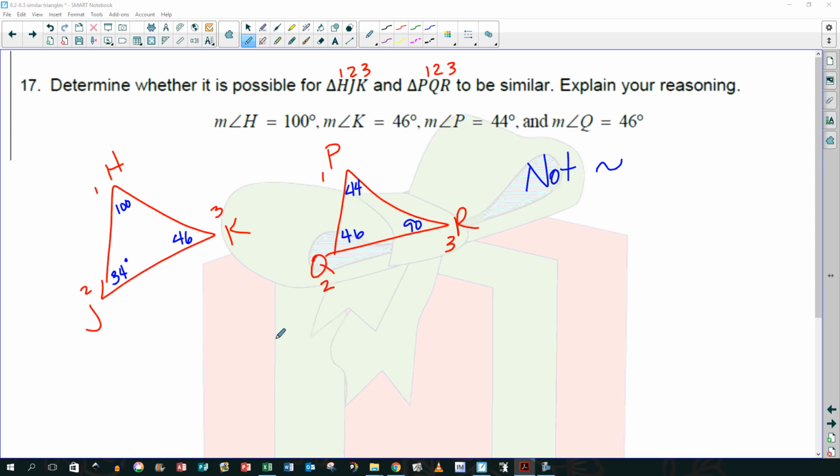So there are no congruent angles. So no congruent angles.